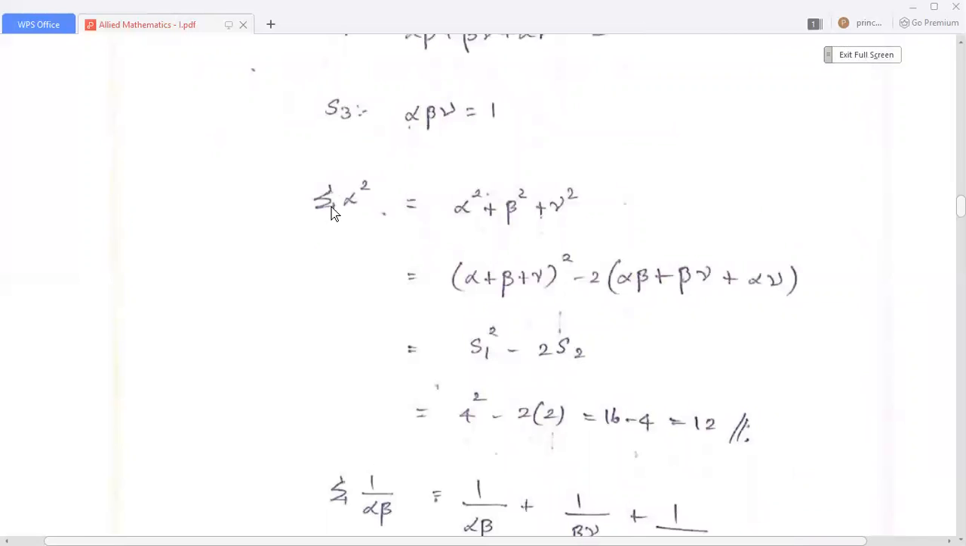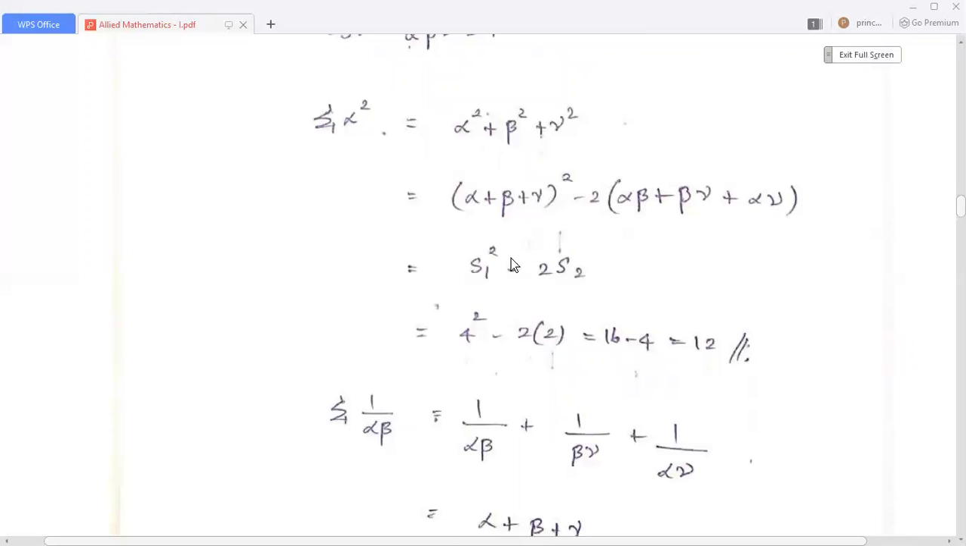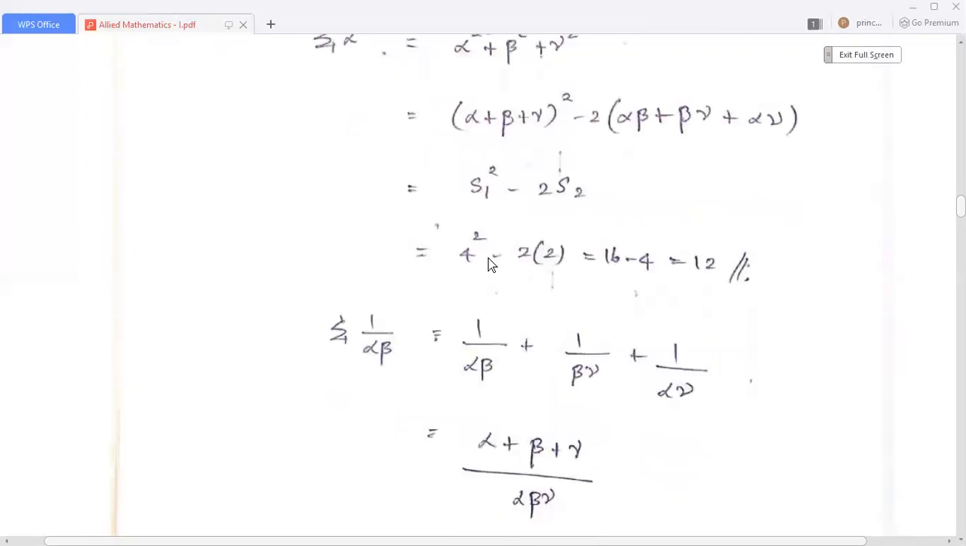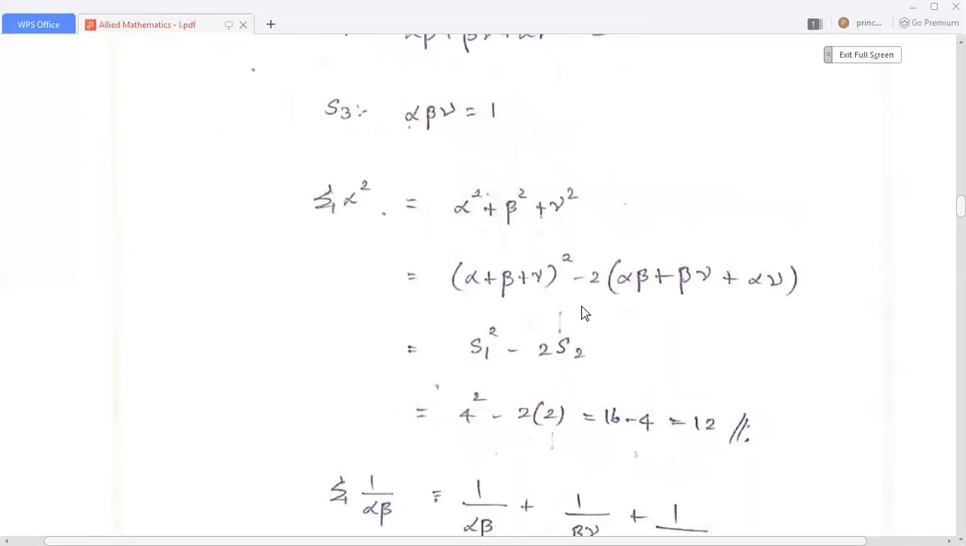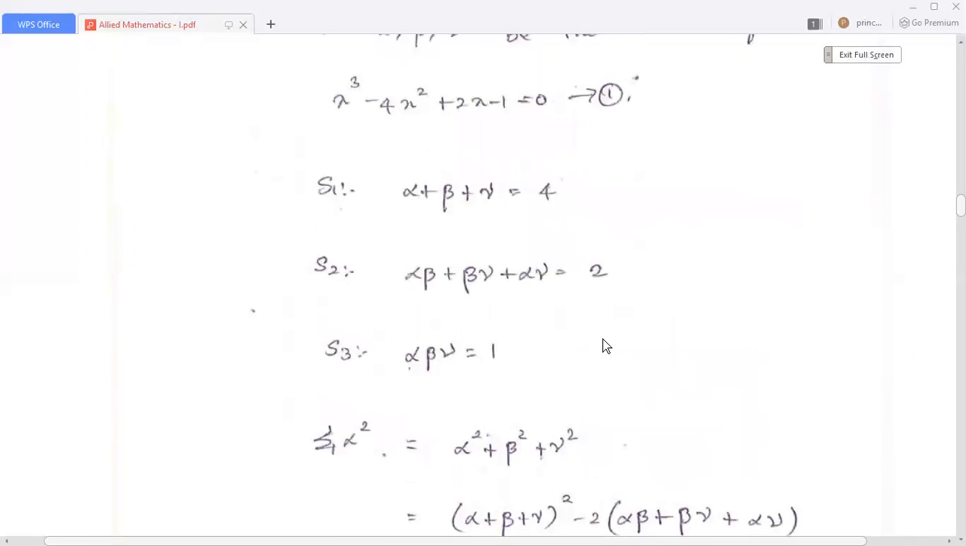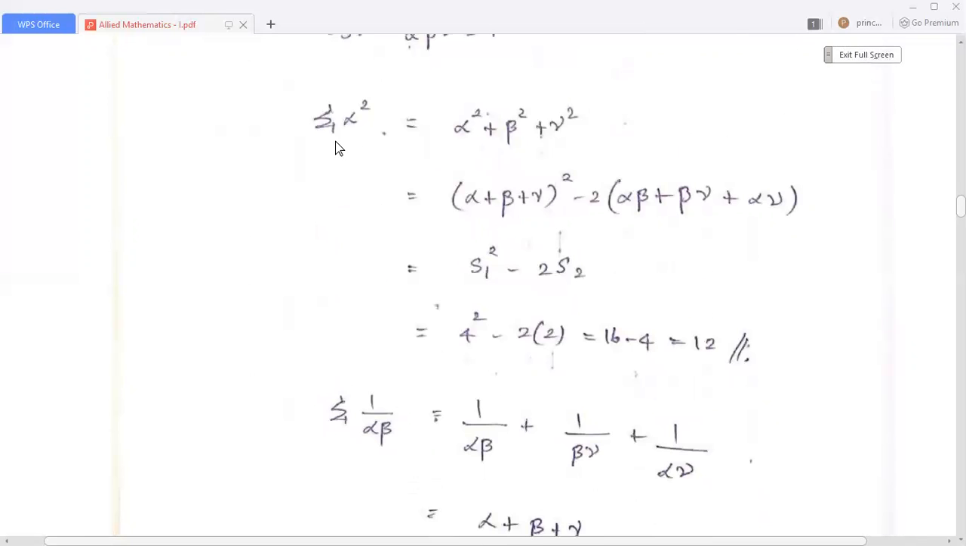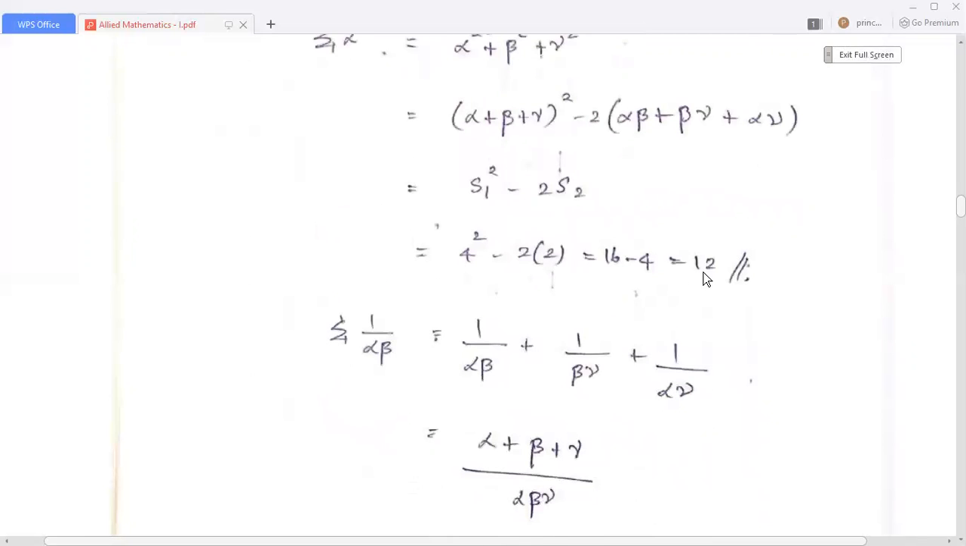Now we calculate sigma alpha square. Sigma alpha square is equal to alpha square plus beta square plus gamma square. Then we write a formula for this. So this is the convenient form where we can substitute the available values. Here this is S1 and this is S2. When you substitute the values, S1 value 4, S2 value 2, we get sigma alpha square equal to 12.